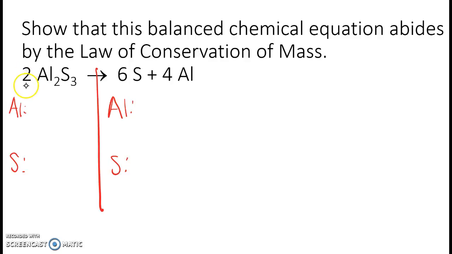On this side of the equation, we have a 2, that's our coefficient out in front of Al2S3. That means there's 4 aluminum atoms. This 2 also multiplies by the 3 there for sulfur, so there's 6 sulfur atoms. Then on the other side of our equation, we have 6 in front of sulfur, so we have 6 of those, and then 4 in front of aluminum. Next, we're going to multiply the number of atoms by the molar mass.